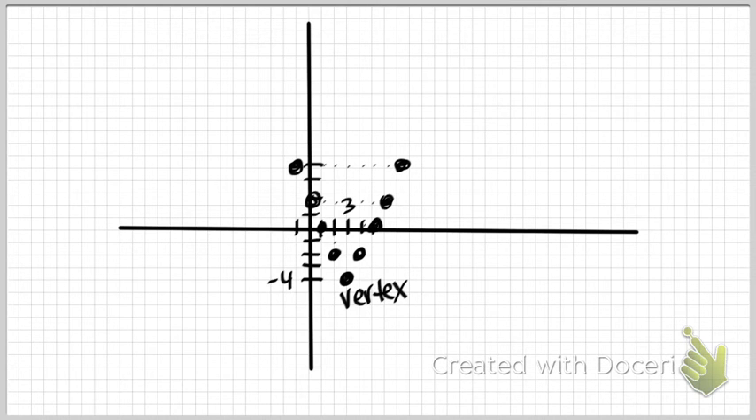Is this similar to what the graph you guys got? Remember to put arrows at the end. It goes on forever. You should label your vertex. That's a special point on these graphs. Any questions on this example?